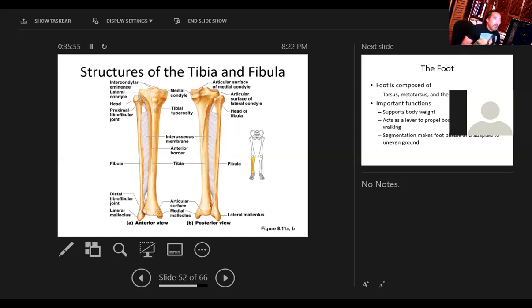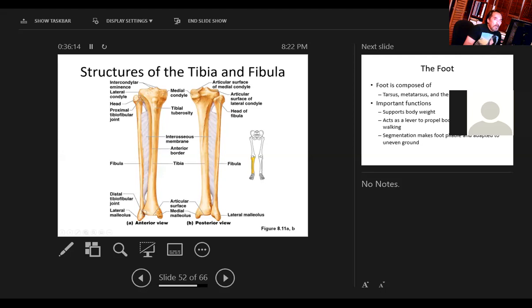All right, so I know this is my proximal end because I have this articular surface, and in between are horns called the intercondylar eminence. That's what you have there. And then we have the tibial tuberosity.